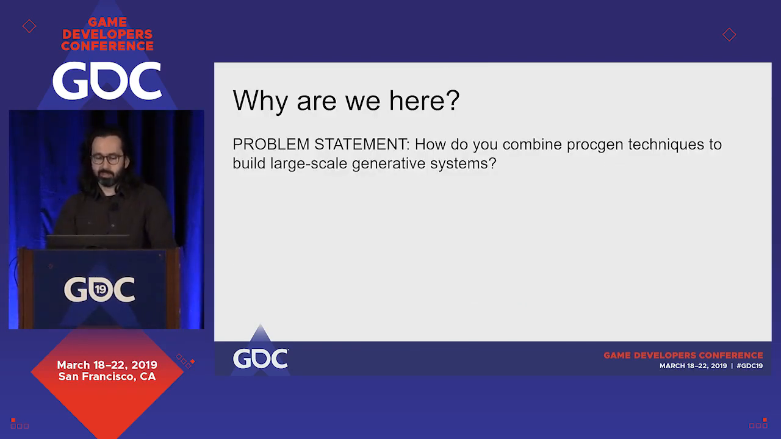So here's our problem statement, which is the reason why we're here. How do you combine proc-gen techniques to build large-scale generative systems? And obviously, large scale is a relative term, but what we mean for our purposes today is any system that requires you to compose several of these techniques in some novel way, something you can't just go up and look up a tutorial for.